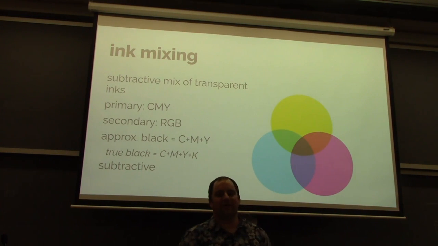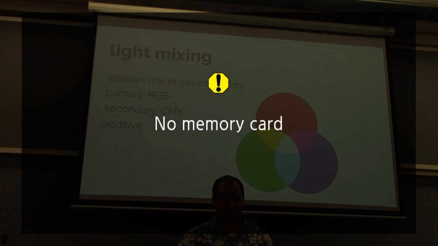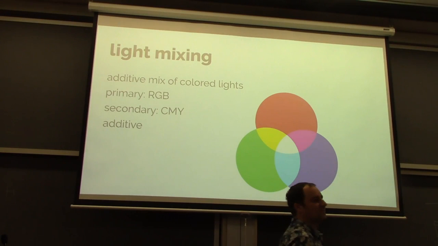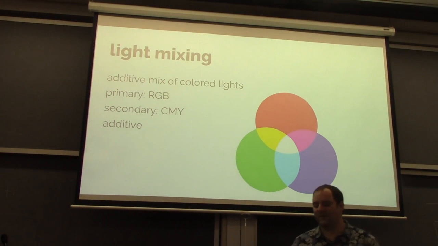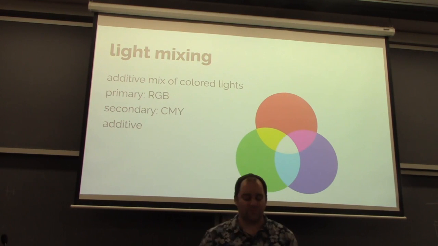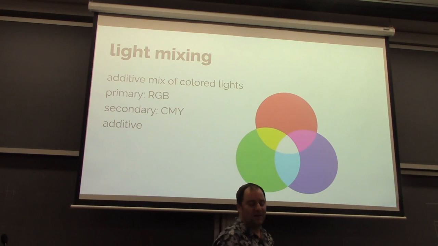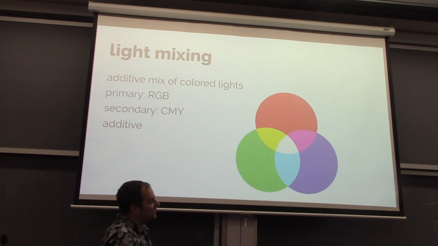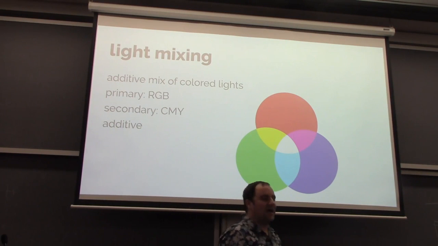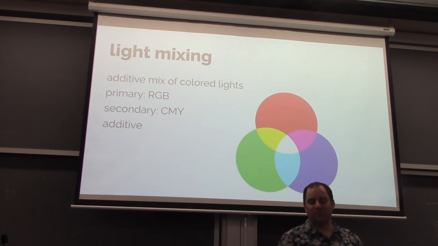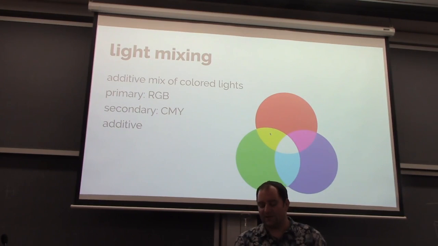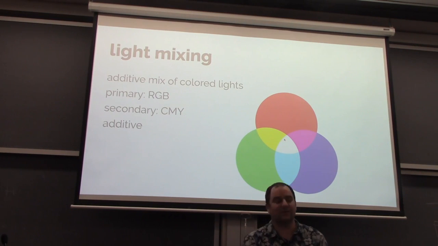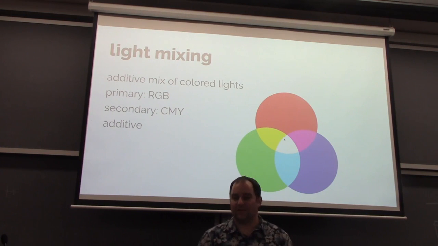And then, as in all our digital devices, we mix light. We don't mix any pigments, but instead we mix light. So we have an additive mix of colored lights. Here the primary colors are red, green, and blue. Secondary colors are cyan, magenta, yellow. This is an additive process. By adding two on top of each other, red and green creates yellow, green and blue creates a lighter blue, and then here we have violet, and if we mix all three, we have white light.